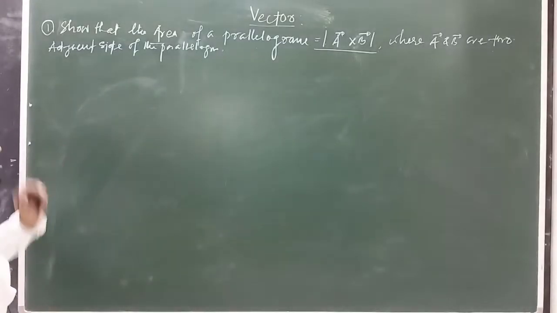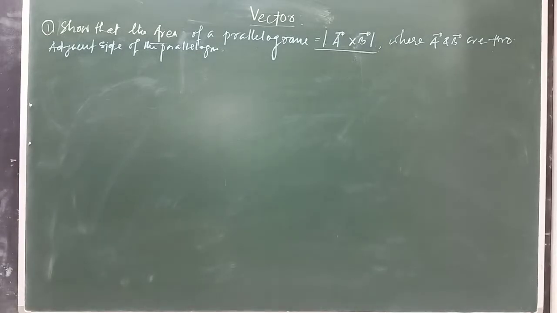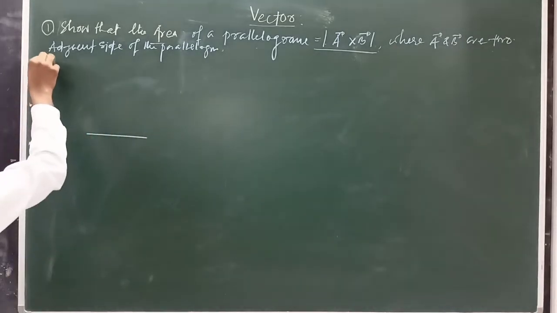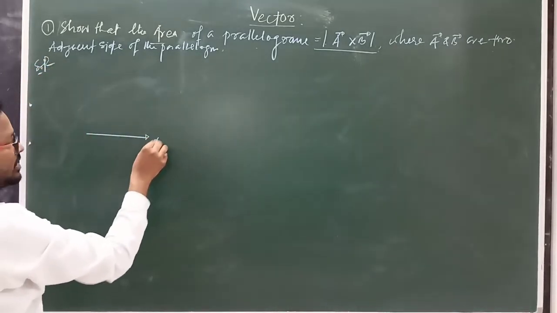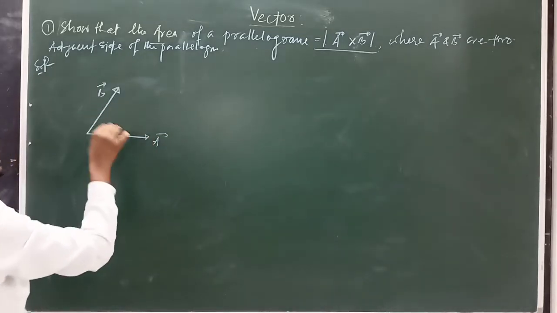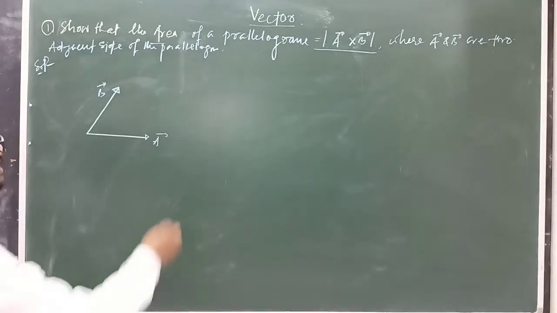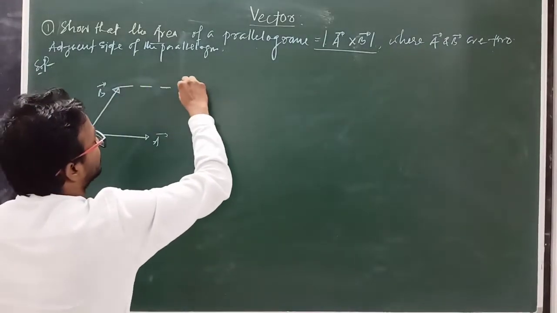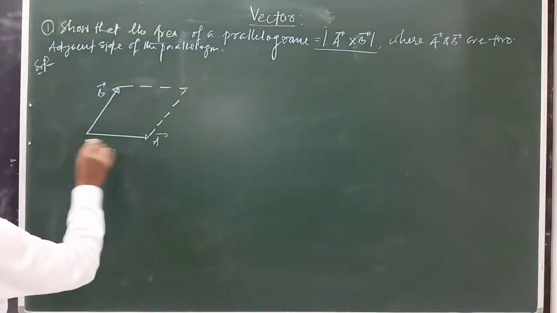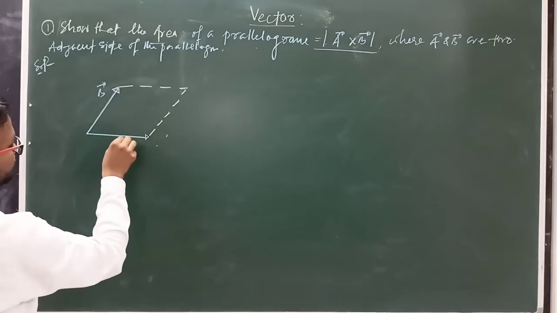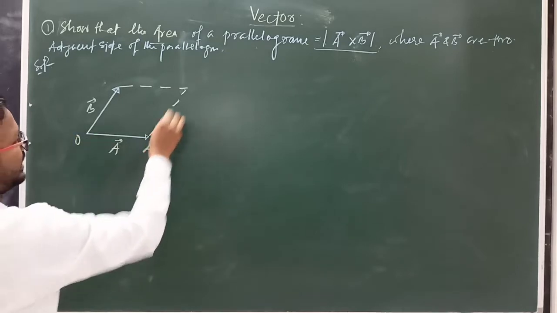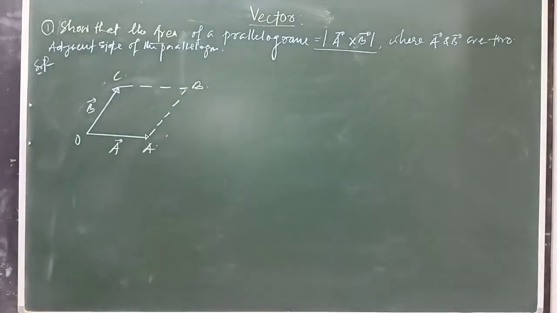So first we have to draw here a parallelogram. Suppose there are two adjacent sides. Now come to the solution part. So suppose vector A is here and another vector is B, which are two adjacent sides of a parallelogram. Now complete the parallelogram. So this is a parallelogram. Suppose this is vector A and this vector B is here. Suppose O, A, B and C.